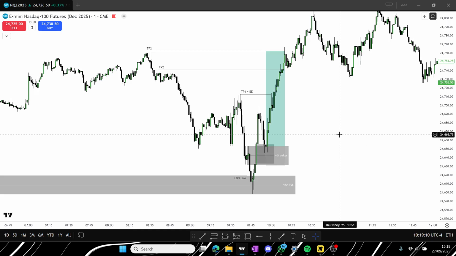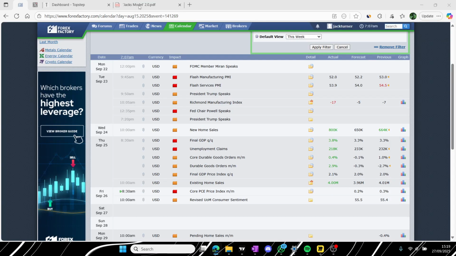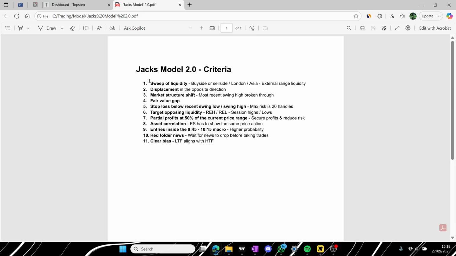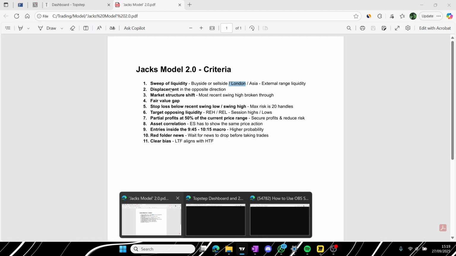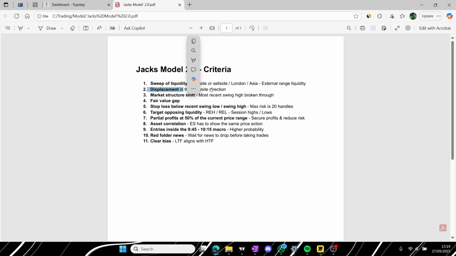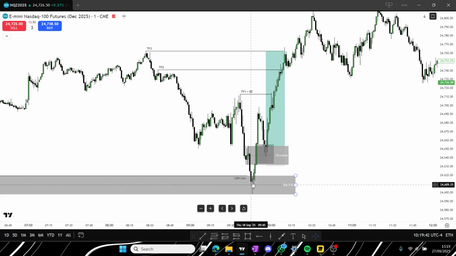So on my checklist, that's the first thing I look for, all right? A sweep of liquidity. I've sent you this PDF. What's the first thing we look for? Sweep of liquidity, okay? Buy side or sell side, could be London or Asia or some sort of external liquidity. What do we sweep in this scenario? We sweep London, okay? London low is swept. Now, what's the next step? We look for displacement in the opposite direction. Displacement is a very strong push either higher or lower, okay?